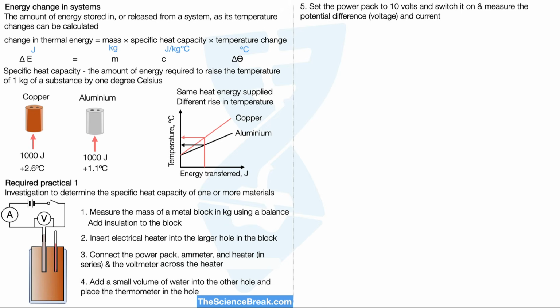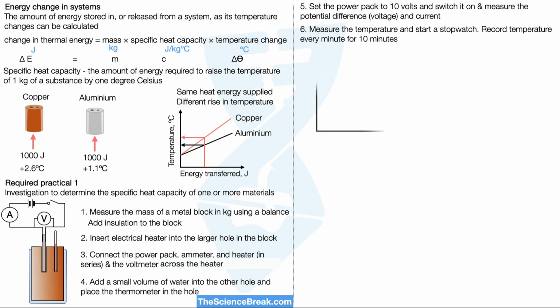Please remember, when you're answering questions, you can either use potential difference or voltage in your answer. In exam questions, they will always use potential difference. We would then measure the temperature and start the stopwatch. We would record the temperature every minute for 10 minutes.